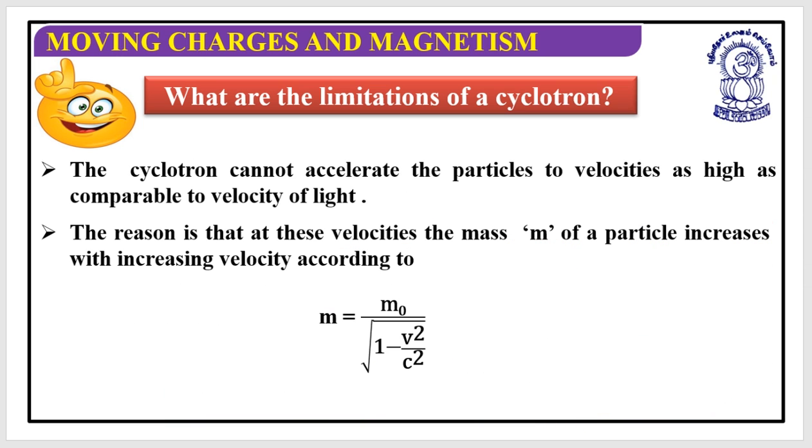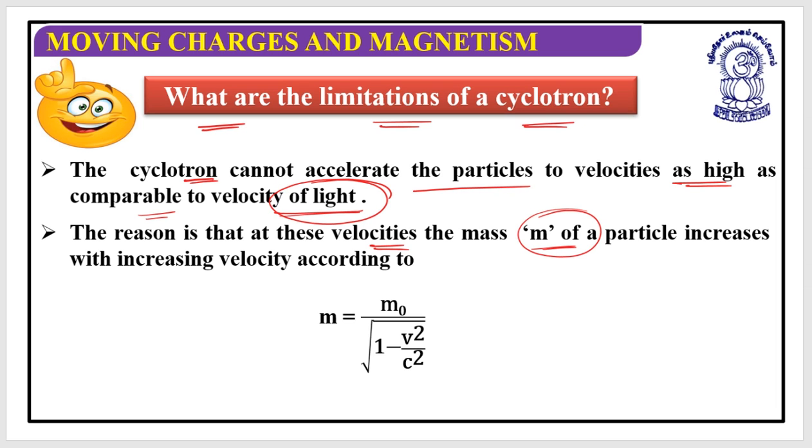Is it clear? Great. Now, what are the limitations of a cyclotron? What we understood is that a cyclotron cannot accelerate particles to velocities comparable to the velocity of light. This is the first limitation. Why is it so? Because at these velocities the mass m of the particle increases with increasing velocity. According to the relation given by Einstein, m is equal to m naught upon square root of 1 minus v square by c square.